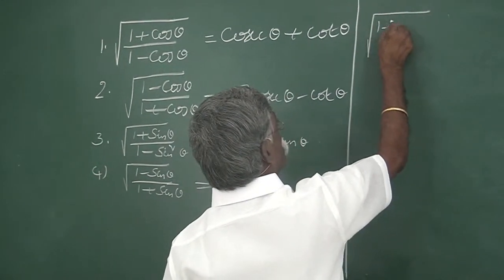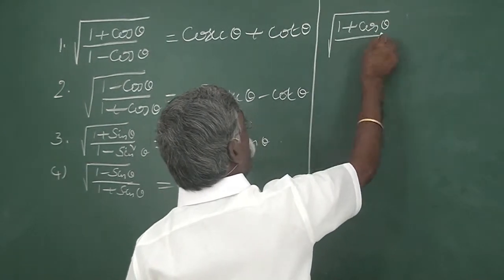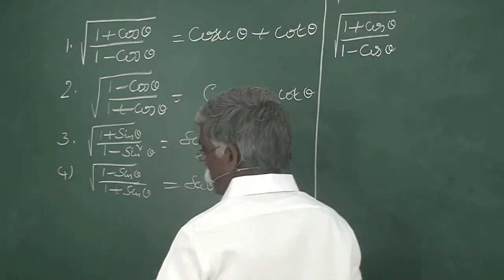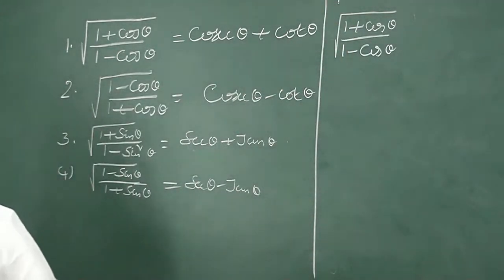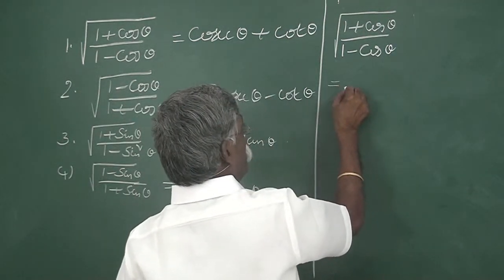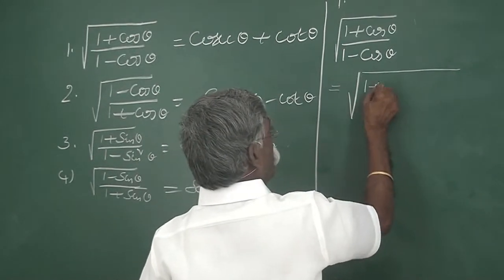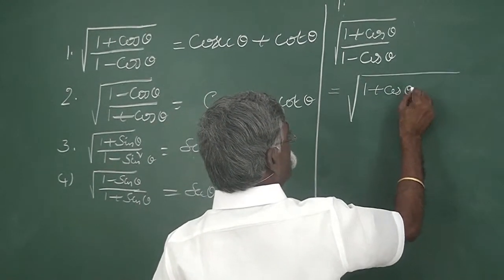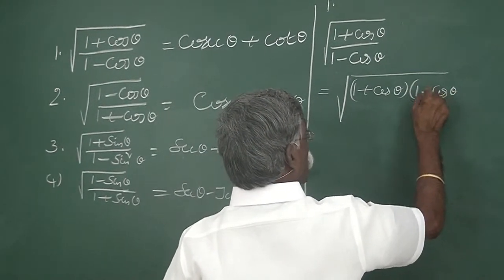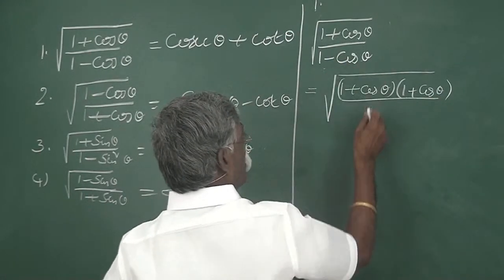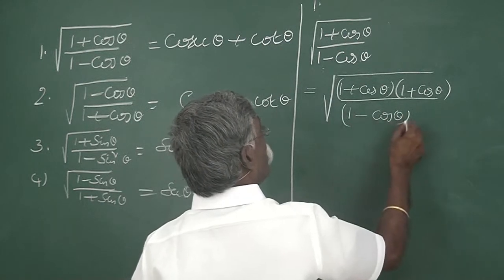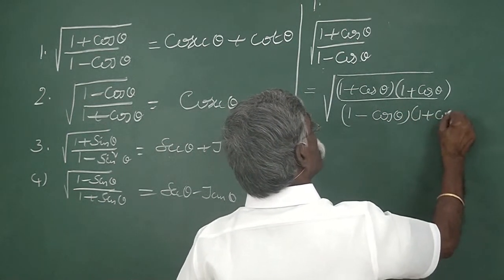So the first problem, root of 1 plus cos theta by 1 minus cos theta, this we will multiply by 1 plus cos theta into 1 minus cos theta into 1 plus cos theta, because the denominator is 1 minus cos, and here it is 1 minus cos theta into 1 plus cos theta.